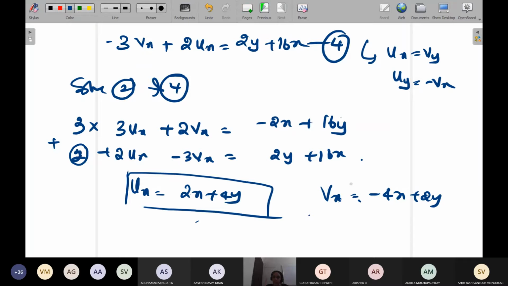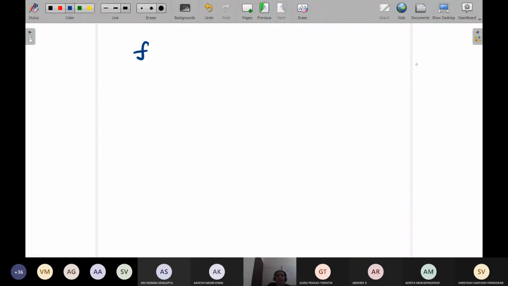The other way of doing the same problem is, since we have got ux and vy, how can you write f dash of z? What is given? You have to find f of z. F of z equals u plus iv.